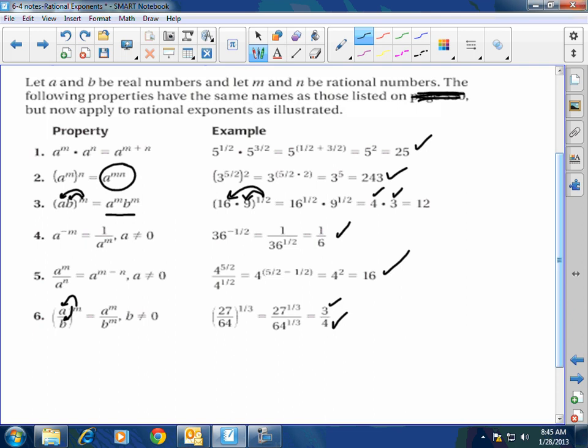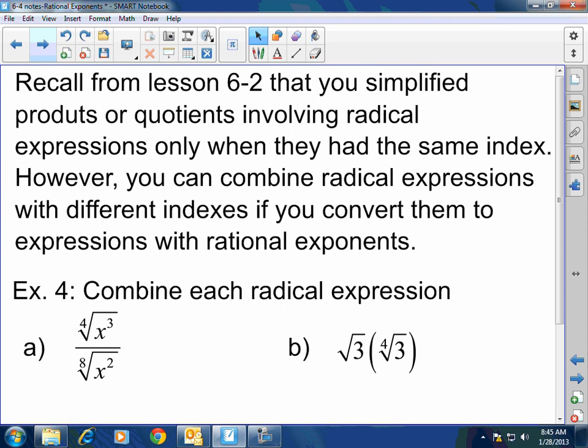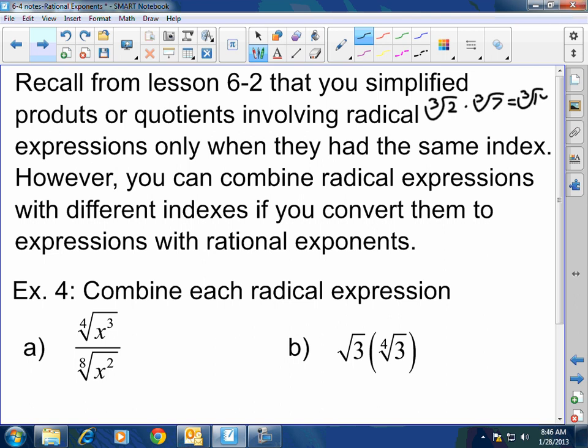So those are my rules that we've already learned, and I know you know them, but I just wanted to review them with you guys. All right, now, if you recall from lesson 6-2, you simplified products or quotients involving radical expressions only when they had the same index. Remember, the cube root of 2 times the cube root of 7 is the cube root of 14. But if I gave you the cube root of 2 times the square root of 7, we couldn't do that. Not at this level. Today we're going to learn how to do that, all right?